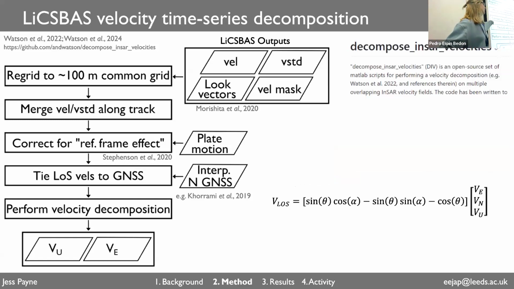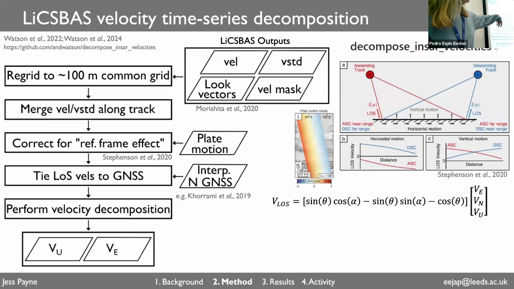You correct this reference frame effect, or plate motion effect. This is a bit confusing to get around, though we've heard it before. It's basically correcting for the motion of tectonic plates during the whole time series period. So, for example, if you're looking east-west or north-south, you get a ramp going across the big long track that you've created, once you've measured along that, for example, like here. You can model that plate motion and correct it in this step.